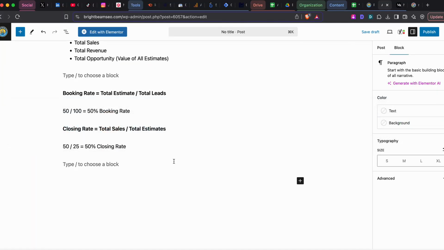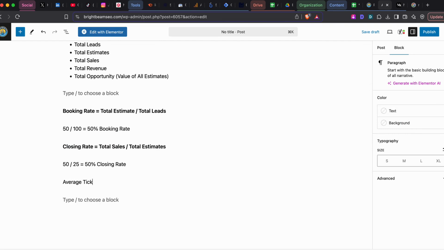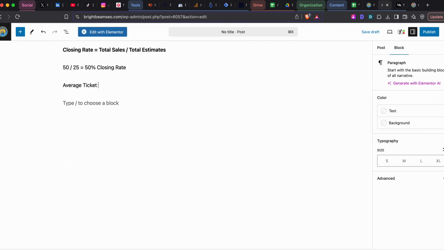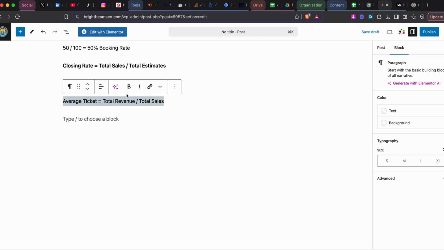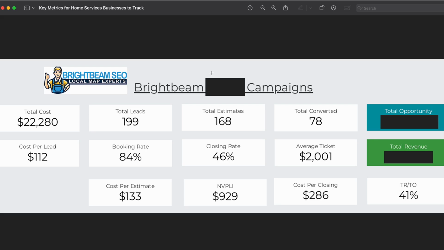Next, we have our average ticket. What is average ticket? Average ticket is the total revenue that you brought in divided by the total sales. So this average ticket is basically telling us how much revenue we bring in on every sale. On average, how much are we making when we make a sale? How much is a customer giving us in revenue for that sale?